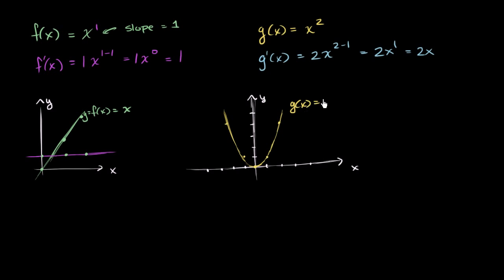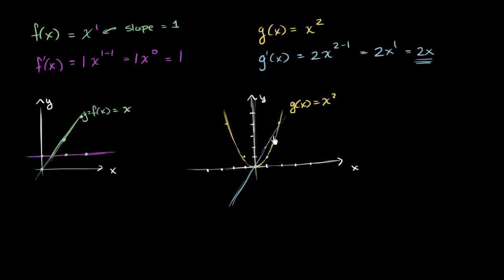g of x is equal to x squared. Now let's graph g prime of x, or what the power rule is telling us that g prime of x is. So g prime of x is equal to 2x. So that's just a line, goes through the origin with slope 2. So it looks something like that. When x is equal to 1, y is equal to 2. When x is equal to 2, y, or g prime of x, is equal to 4. So it looks something like this. Let me try my best to draw a straight line.